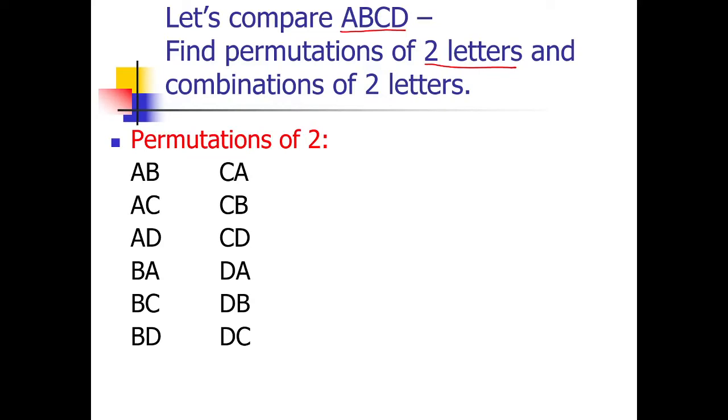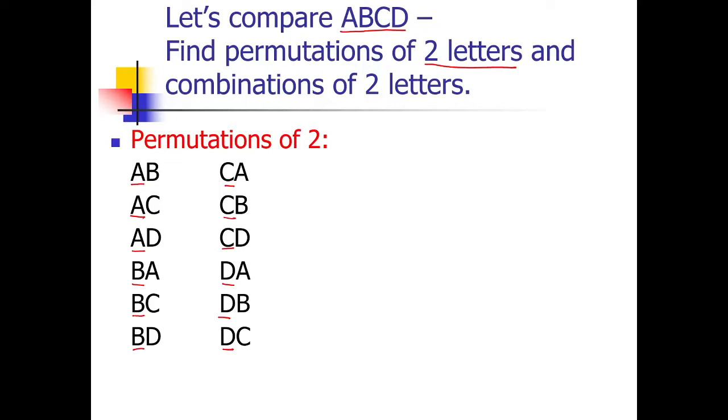If I'm going to start, ang technique nako ani is to start with the letter A. I can have AB, AC, AD. Next is the letter B. Start with the letter B: BA, BC, BD. The letter C: CA, CB, CD. The letter D: DA, DB, DC. Those are our possible outcomes if we permutate A, B, C, D, two letters atong kuhaon.